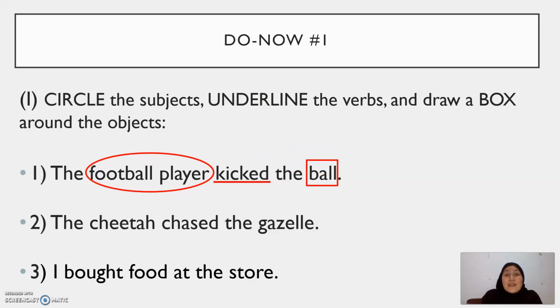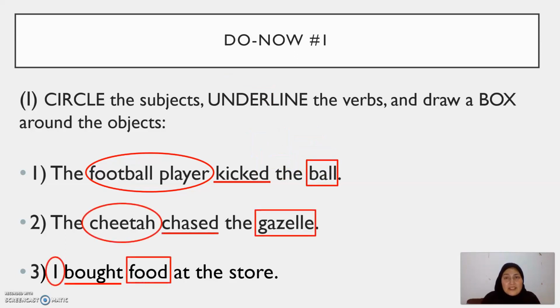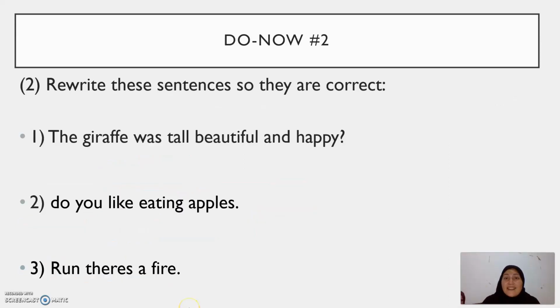All right, hopefully you did well on number 1. So now, pause the video again to check your answers for the rest of the questions. All right, time for the second do now. Look at these sentences. Do you see anything wrong with them? In fact, all of them have something wrong with them. So here's your task. Look at the sentences and write the correct version in your notebook. So pause the video now to give yourself time to work on it, and then when you're finished, come back to the video. Welcome back.